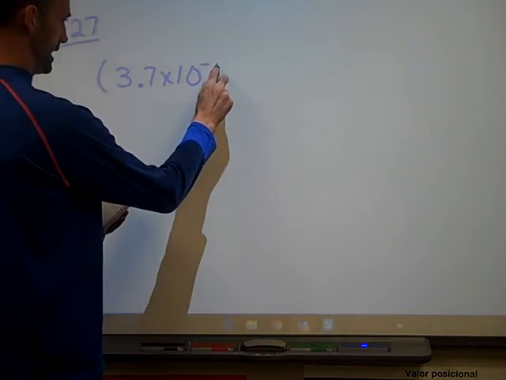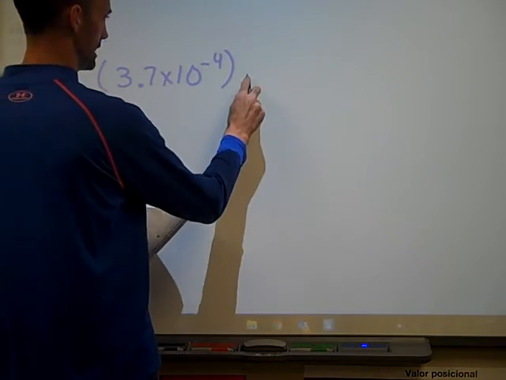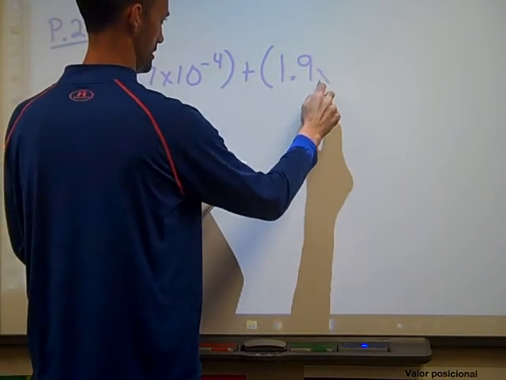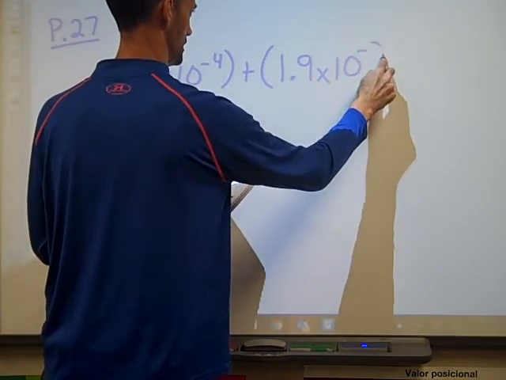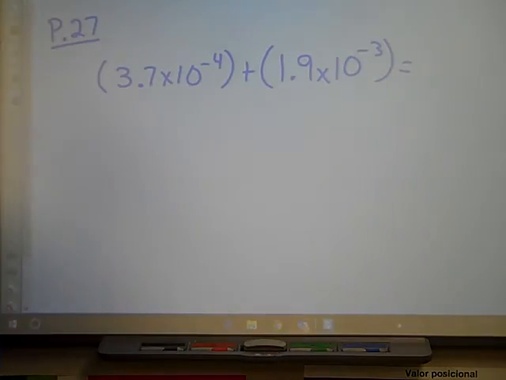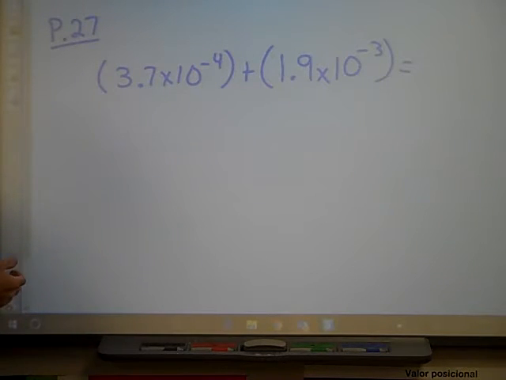adding and subtracting numbers in scientific notation. This time we're going to go back to addition, but we're going to use a negative exponent. 3.7 times 10 to the negative fourth plus 1.9 times 10 to the negative 3.